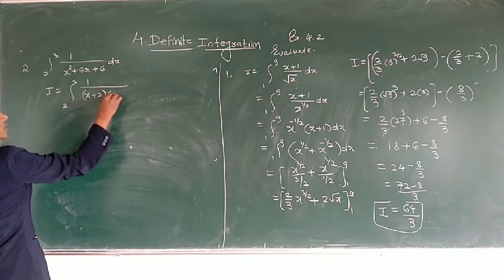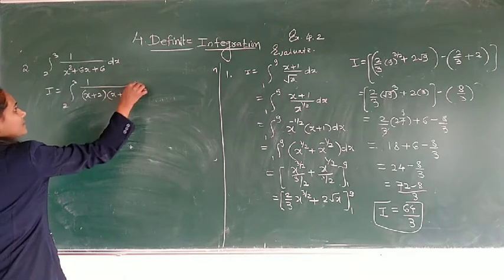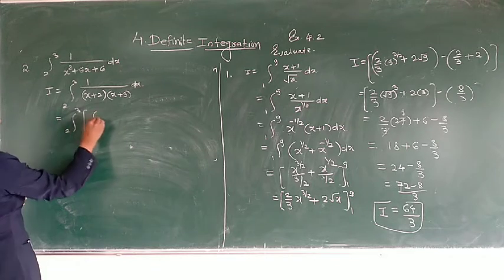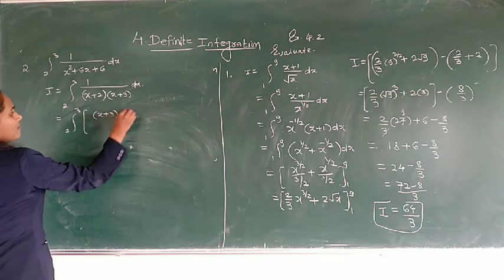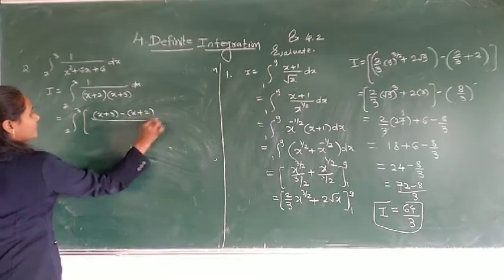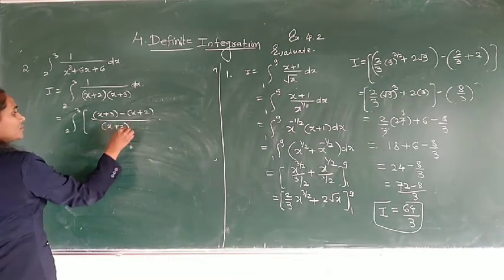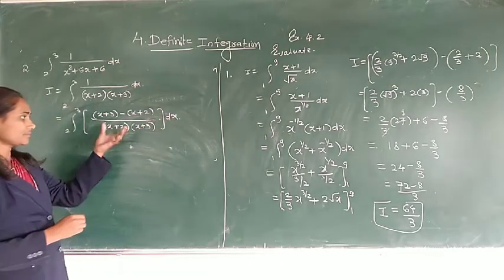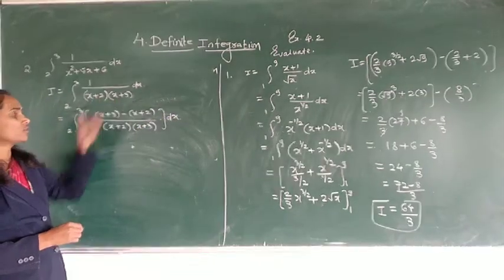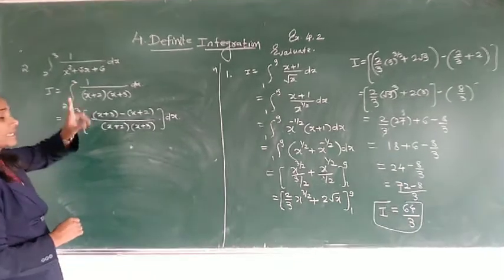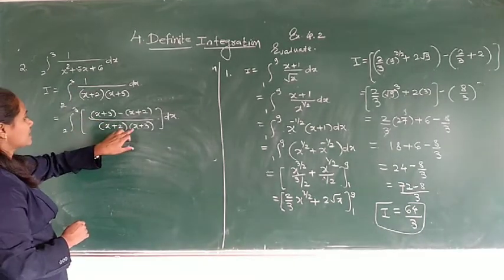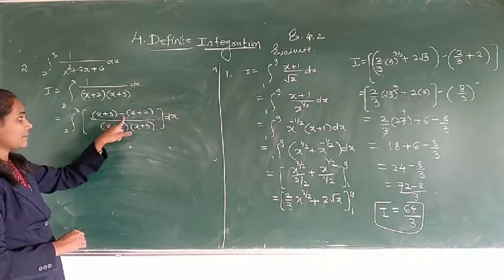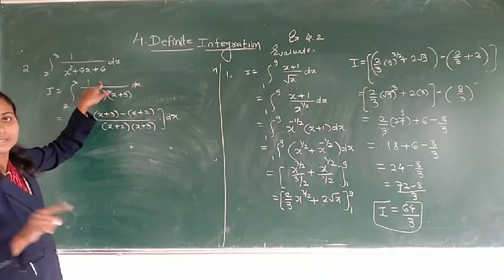The factors of this equation are x plus 2 into x plus 3 dx. Now we can write this function as x plus 3 minus x plus 2, divided by x plus 2 into x plus 3 into dx. What did we do? We adjusted the denominator in the numerator. What do we need in the numerator? 1. So I am writing this as x plus 3 minus x plus 2. Here x minus x will get cancelled. 3 minus 2 is plus 1. Here the numerator is plus 1.